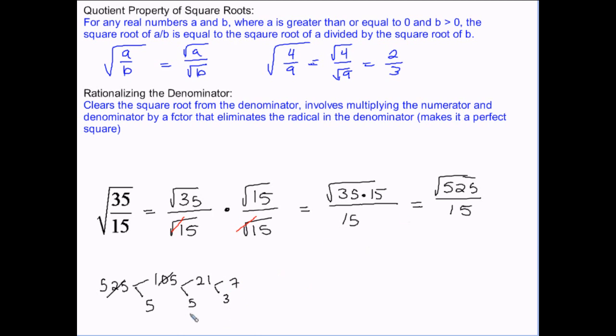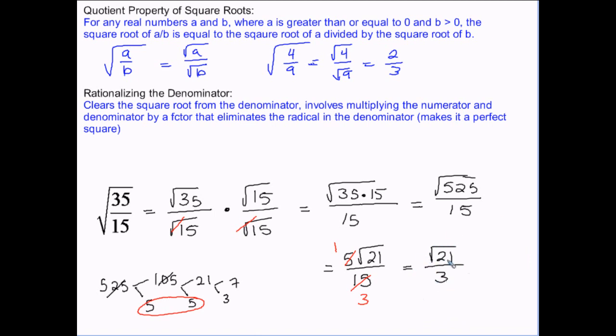So I have a set of 5s that can come out. So this will equal 5 times the square root of 21 over 15. And 5 and 15 will reduce. So this is going to be the square root of 21 over 3.